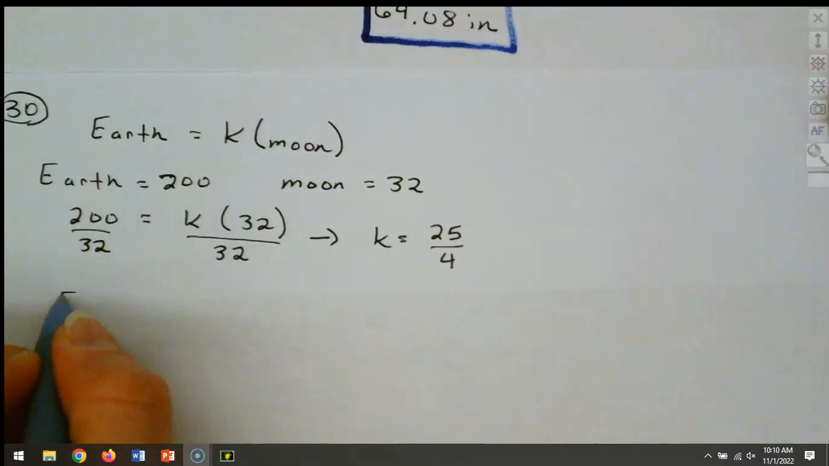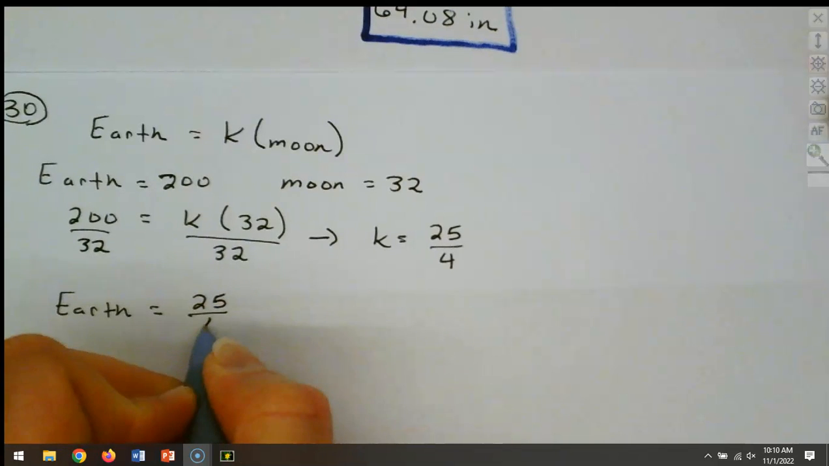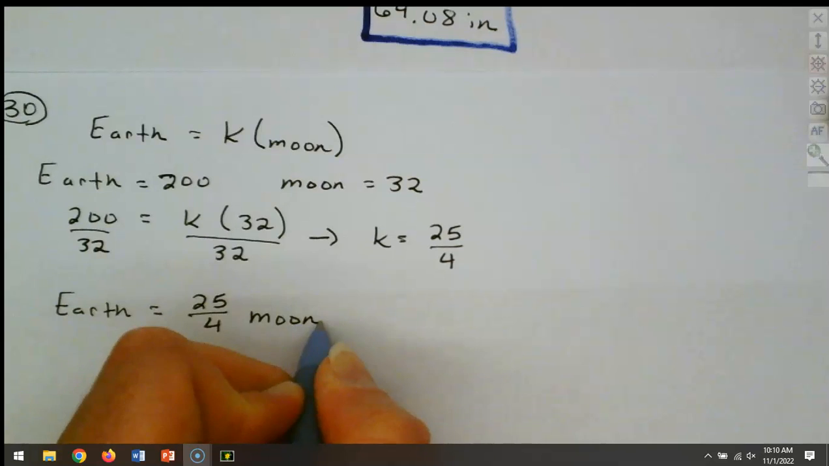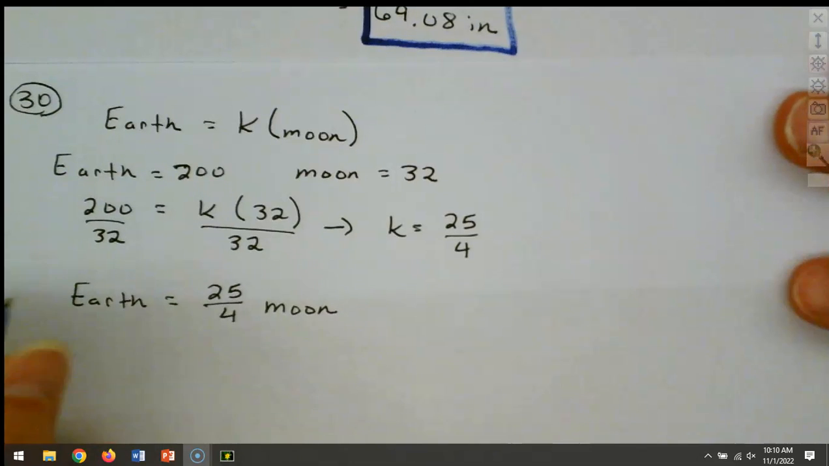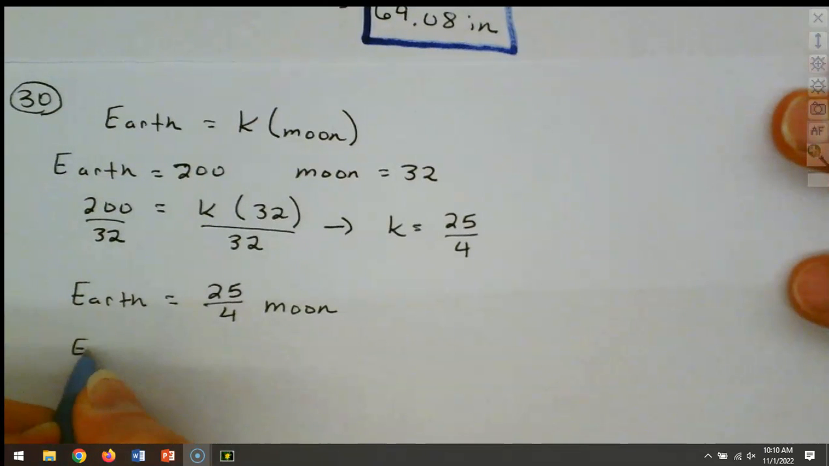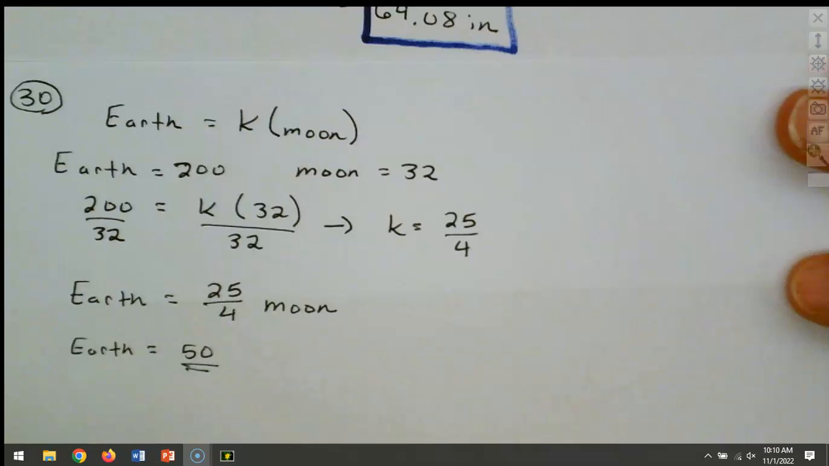Now we rewrite our formula. So the Earth equals 25/4 times the moon. And now what do we want to find? Now we want to find the weight of this dog. So how much would a 50-pound dog weigh on the moon? So what do we know? We know the dog weighs how much on Earth? Okay, on Earth, the dog weighs what? 50 pounds, right? So plug that in and solve it.